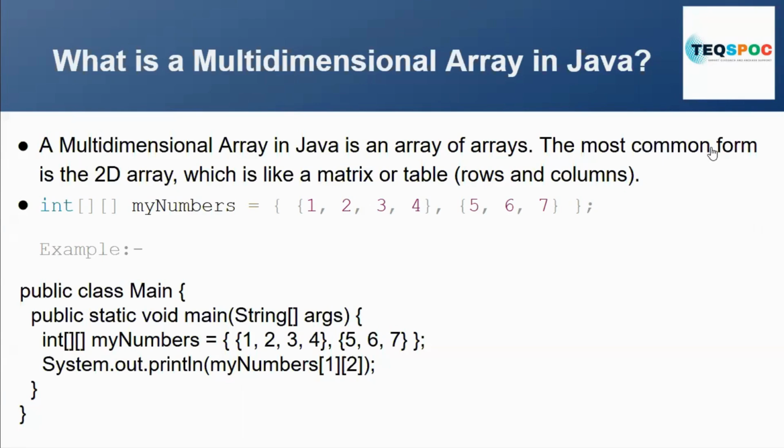So the most common form is the 2D array. This is a 2D array which is like a matrix or a table. In a matrix or a table, we know there are rows and columns, that is i and j. And then we can print the statement with the i and j. This is the general syntax of creating a multi-dimensional array. For a multi-dimensional array, you have to use two square brackets, the name of your array, then the first curly brace, and inside that you can create the arrays. How many arrays? This is basically two-dimensional, two arrays.